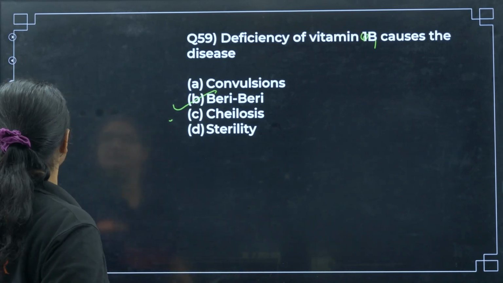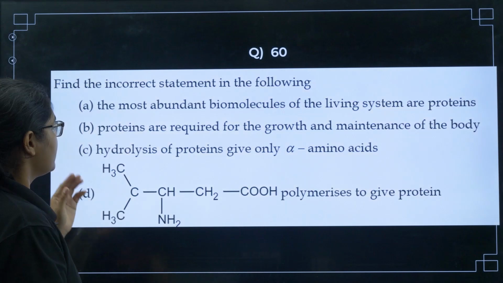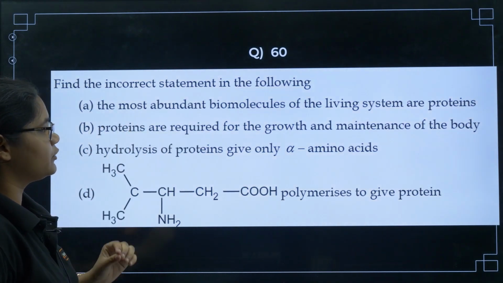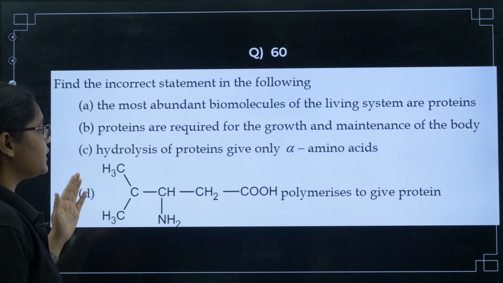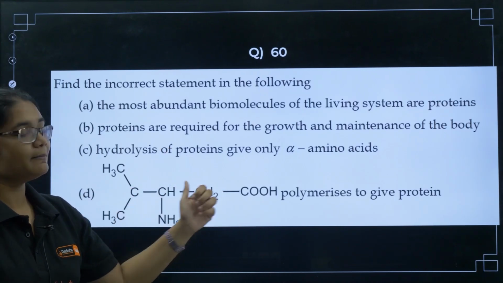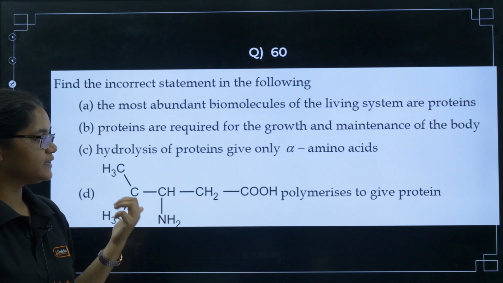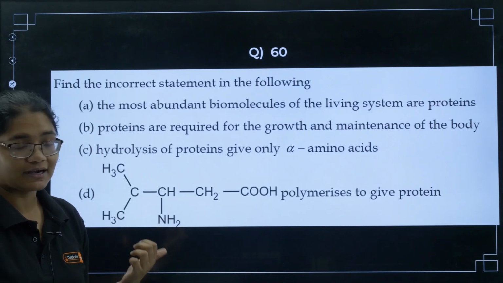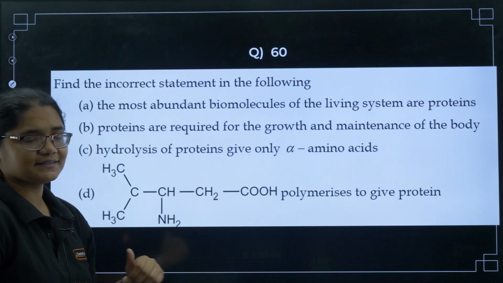Okay. Next, moving to question number 60, incorrect statement among the following. The most abundant biomolecule in the living system are proteins. That is correct. Proteins are required for the growth and maintenance of the body. Yes, definitely. Hydrolysis of proteins gives you alpha amino acids. Yes, that is also correct. Next, I have this one. Polymerizes to give you a protein.